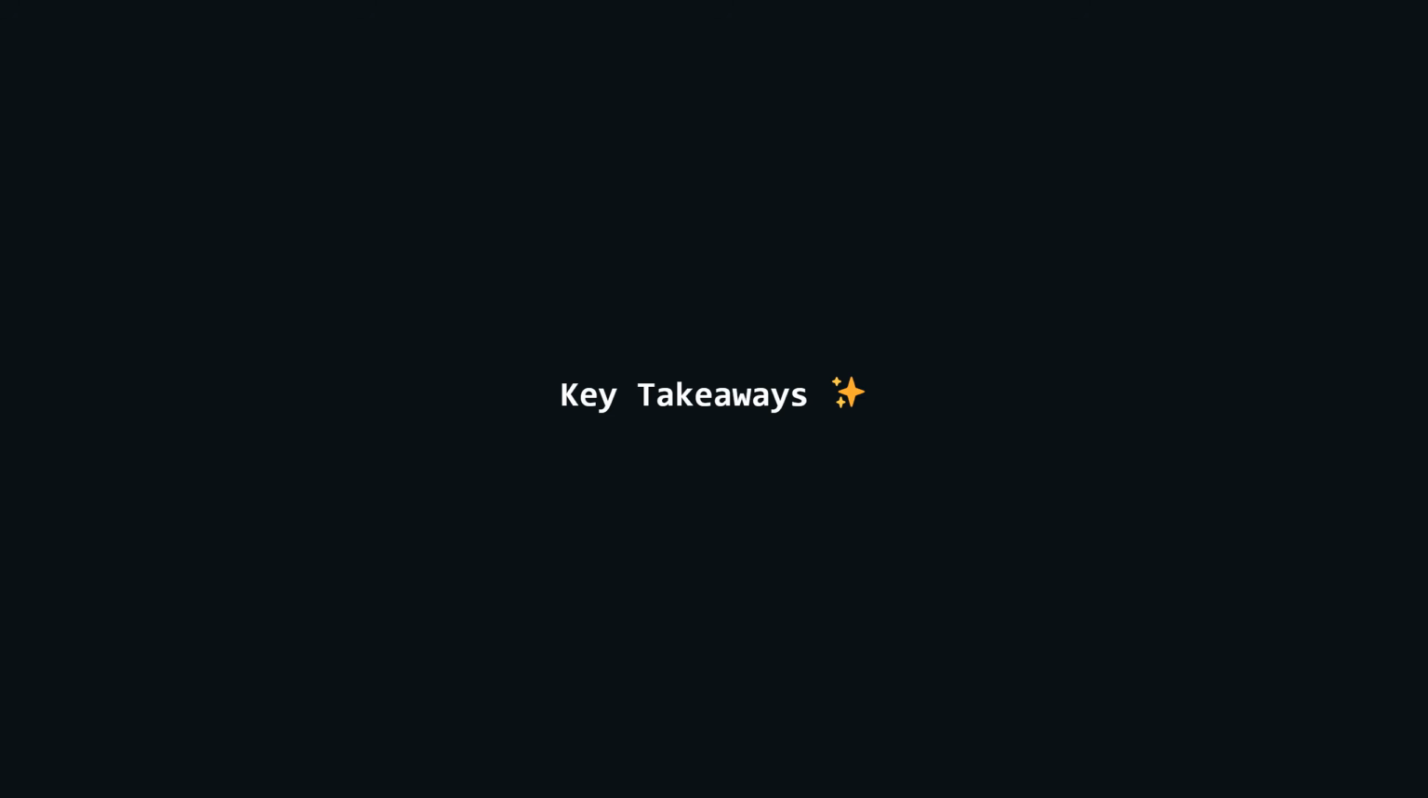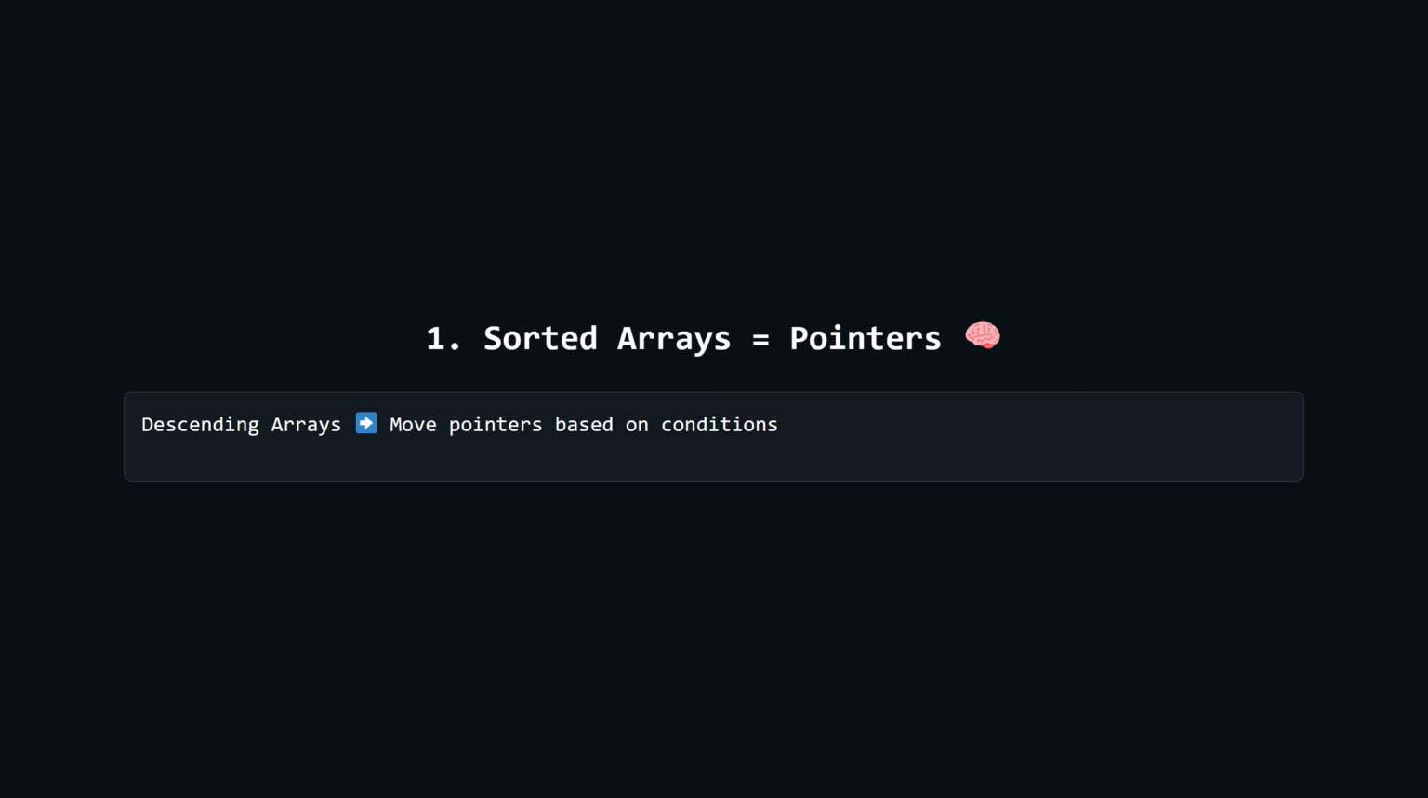Before we finish up, let's look at the key takeaways from this problem. Whenever a problem gives you multiple arrays that are already sorted, your first instinct should always be to try a two-pointer approach. By only moving our pointers forward, based on whether the current numbers are valid or not, we avoid unnecessary checks and keep our solution lightning fast.